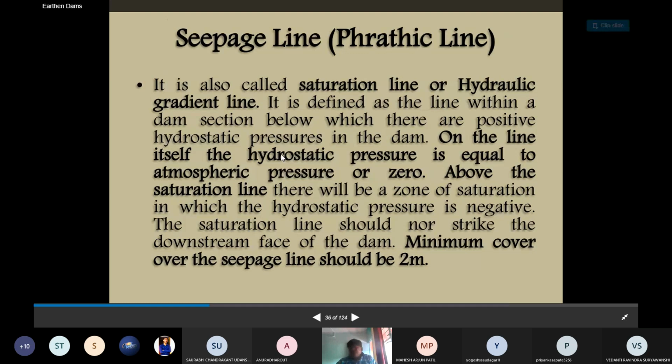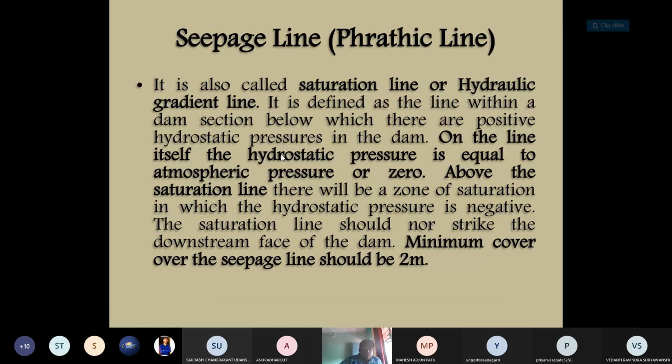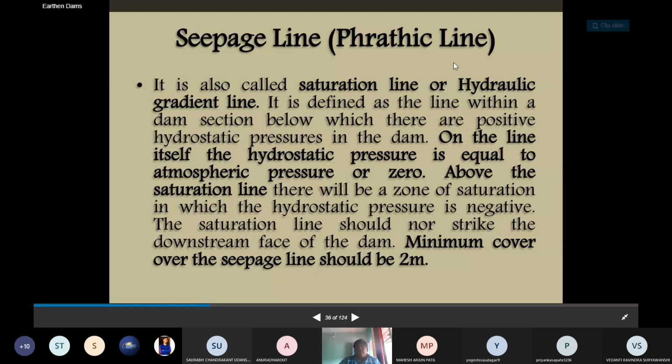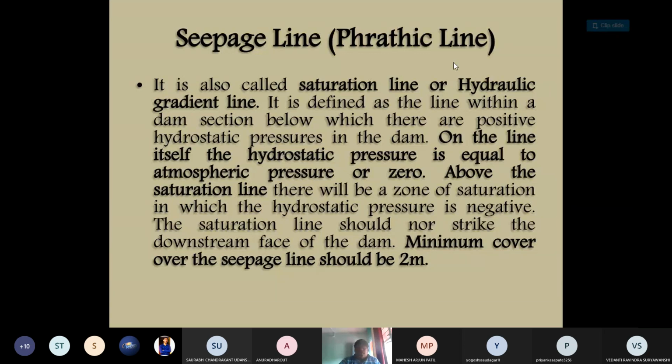Then the seepage line is a very important part, because a question on it is likely to be asked in examinations. What do you mean by the seepage line? And how is it to be located in case of an earthen dam? This is very much an important part, a key part of the earthen dam.